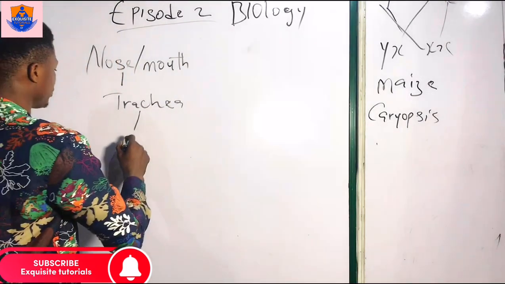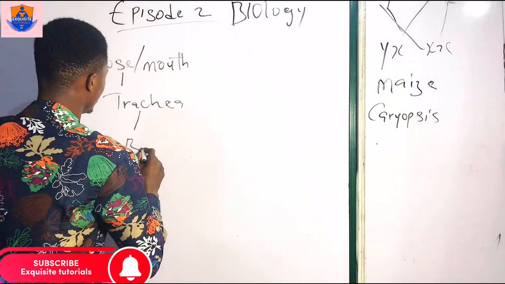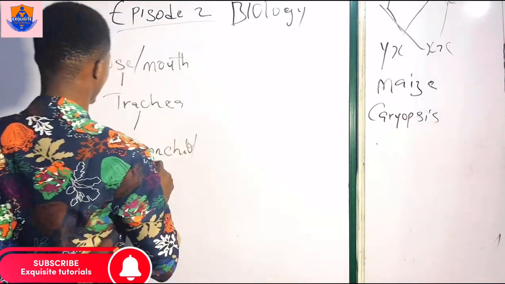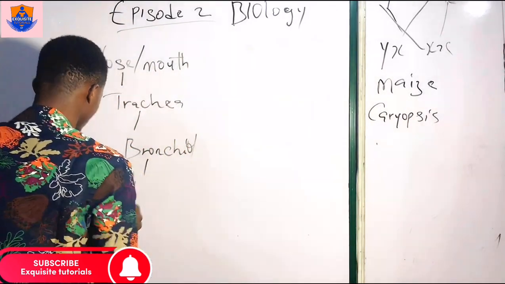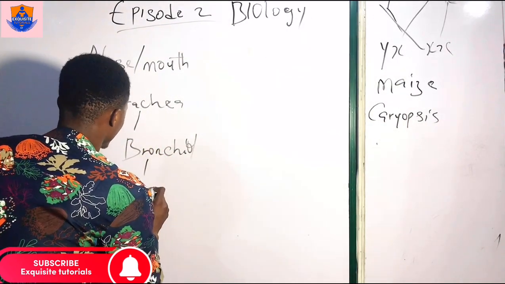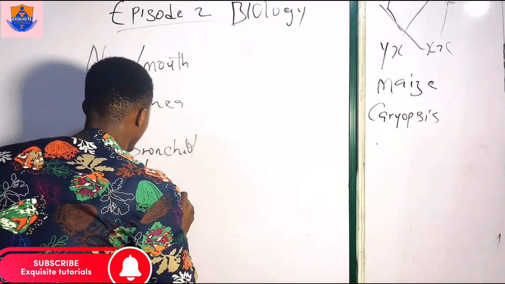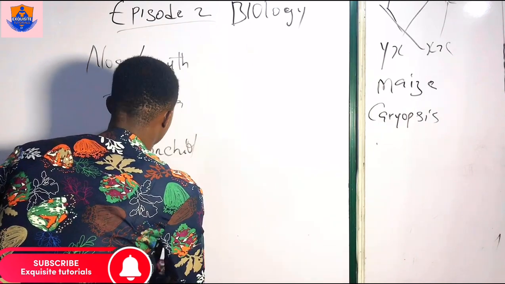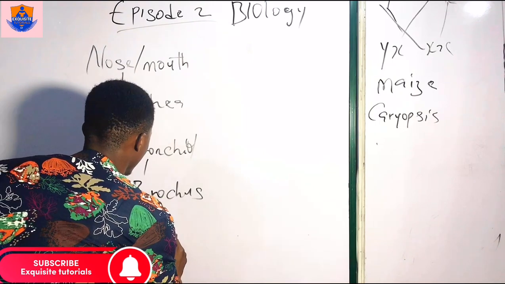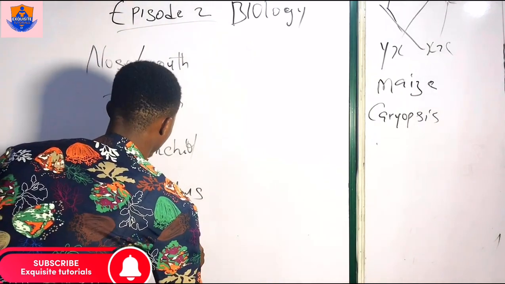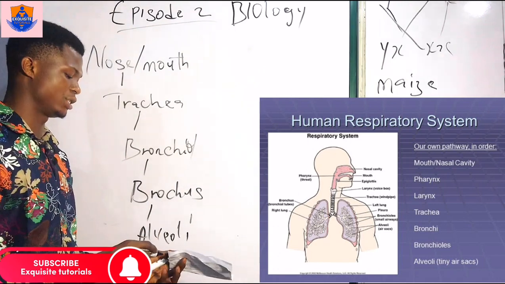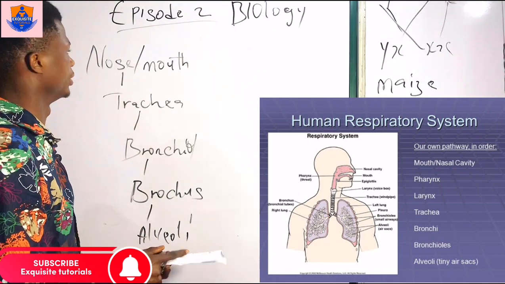We have the bronchial. We have the bronchus, and we have alveoli. Now, this is the path of oxygen in your body.